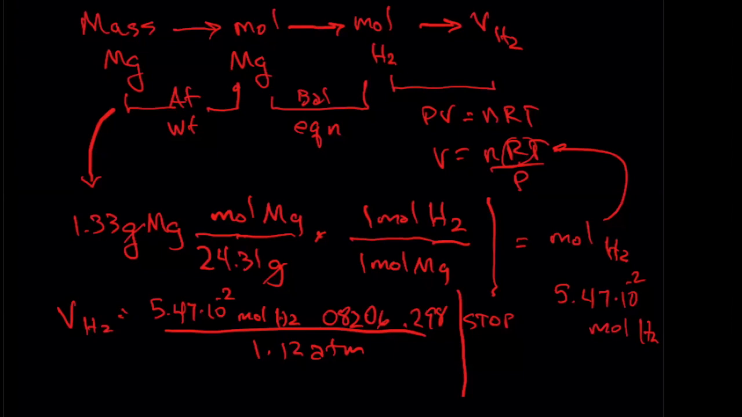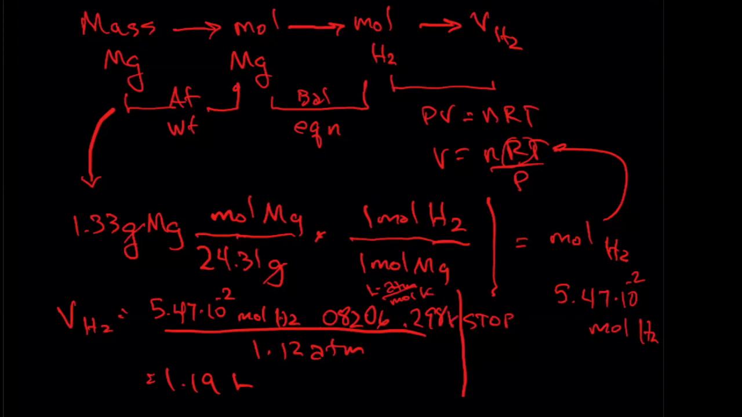So if you do this calculation, and you guys can follow along if you have a calculator, take 5.47 times 10 to the minus 2, which should be in your calculator. Multiply that by 0.08206, that's R. Multiply that by 298 and divide by 1.12. And what you get is 1.19 liters. Remember that if you're using R, then the unit is liters, atmosphere, mole, Kelvin.